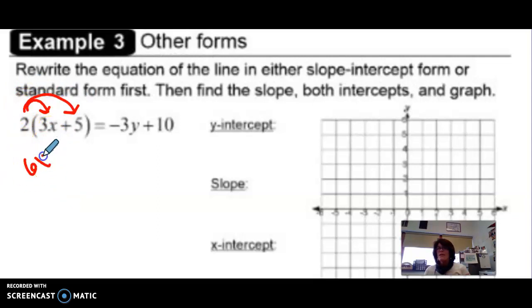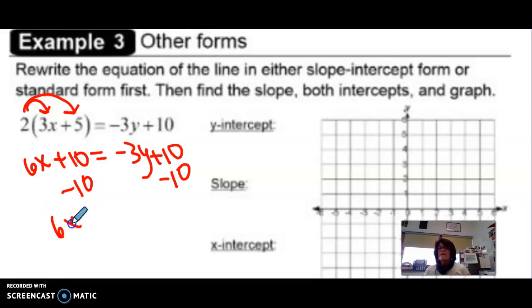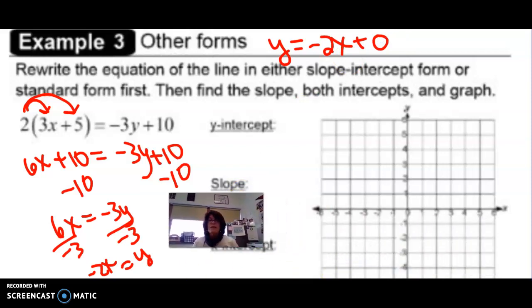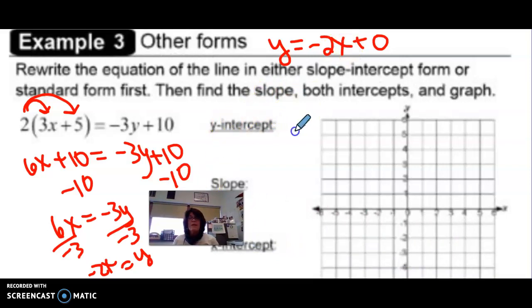I know I can distribute and get 6x plus 10. I could subtract 10. I get 6x equals negative 3y. I'd like to get y by itself. So I have y equals negative 2x. Okay, maybe I'll write it this way. Y equals negative 2x. If I think about it, that's negative 2x plus 0 if I want to be really precise about the formula, okay? The y-intercept is 0 then.